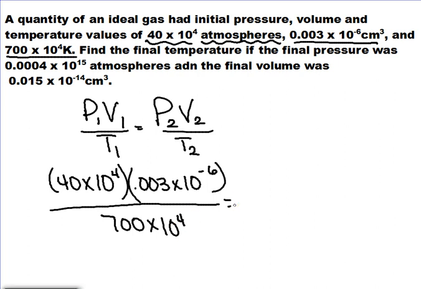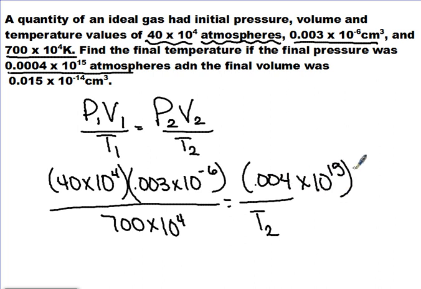Now we're setting it equal to P2 V2 over T2. We're finding the final temperature, so that is a value that is still unknown, but we can plug in our final pressure and our final volume. Pressure is measured in atmospheres, so we have 0.004 times 10 to the 15th, times our final volume, which is 0.015 times 10 to the negative 14.